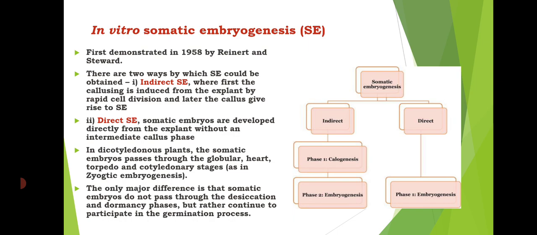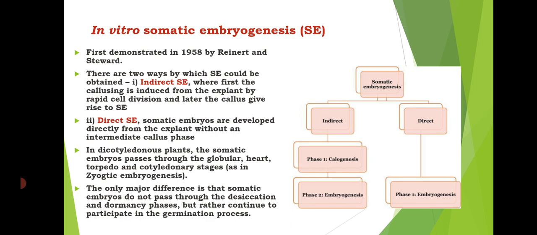Suppose we are using leaf bits and keeping them for callus formation in a nutrient agar medium, and from the callus we can develop embryos. So it is indirect. In direct somatic embryogenesis, embryos develop directly from the explant without an intermediate callus phase. And we can adjust these conditions by maintaining the hormonal level of the media.